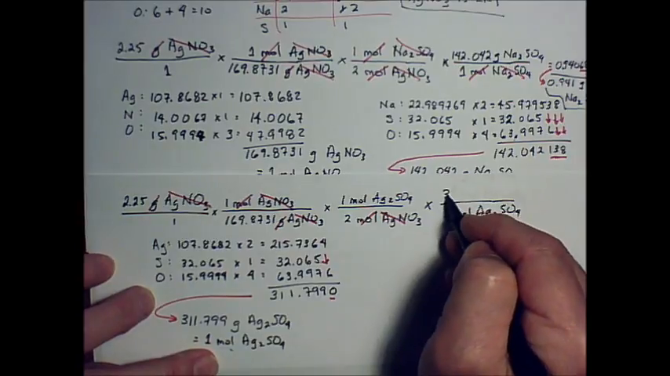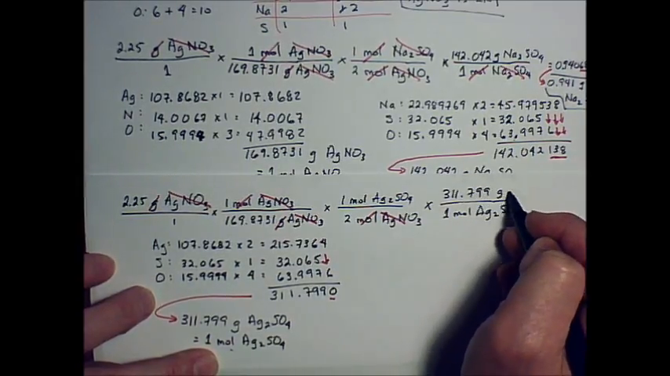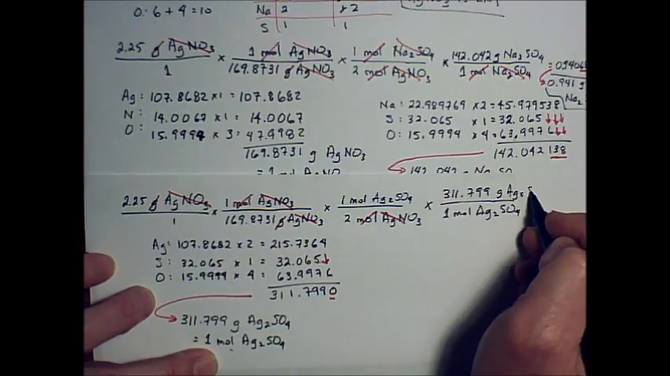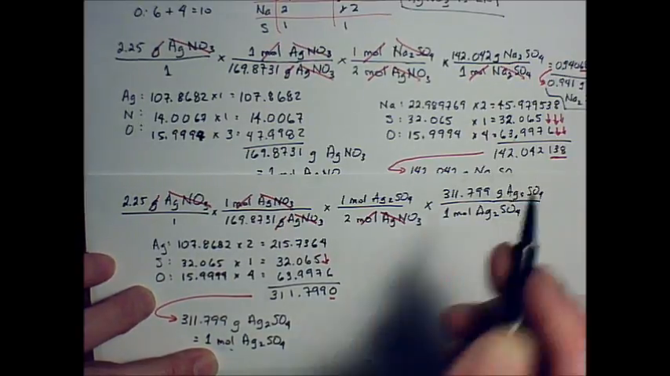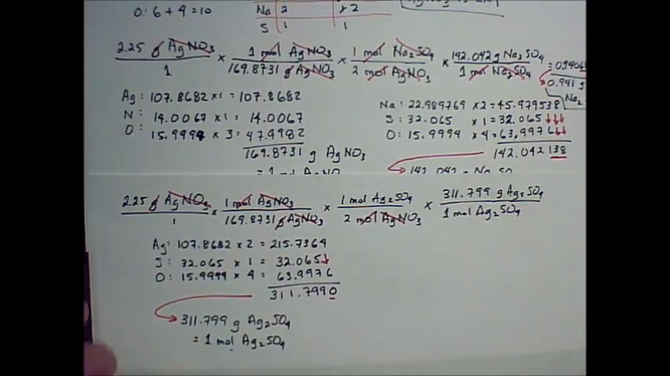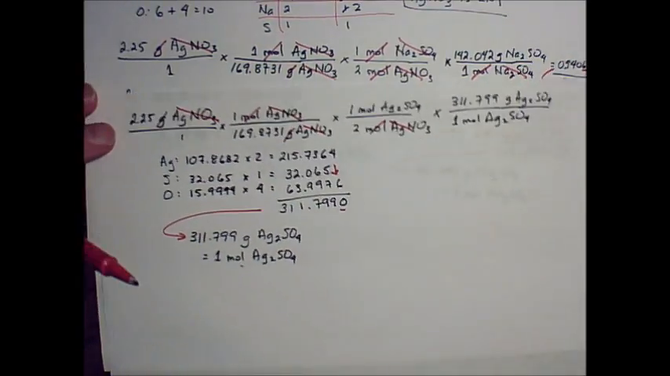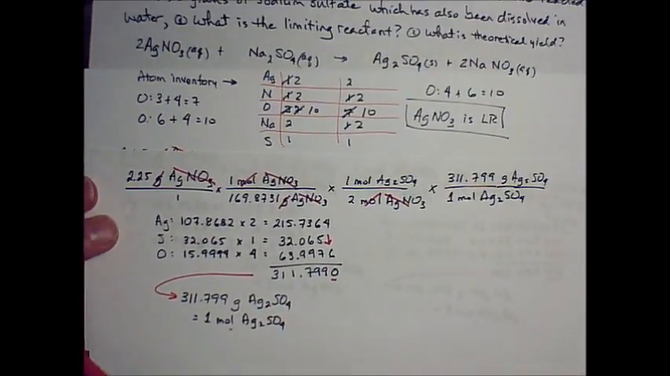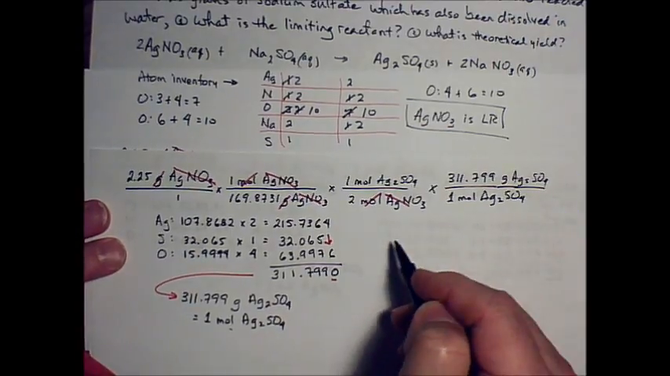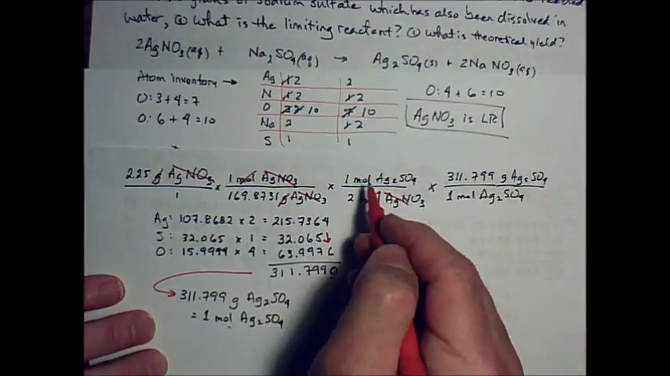And on the top we have 311.799 grams of silver sulfate. And before we do the actual calculations, what else do I need to do? We need to cancel something.